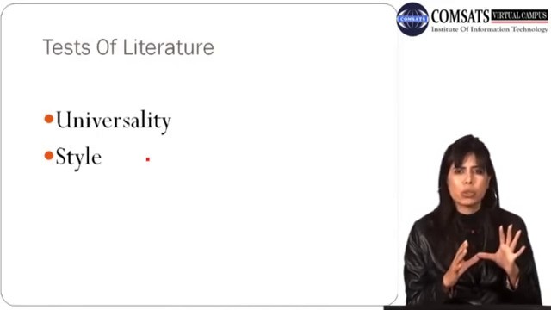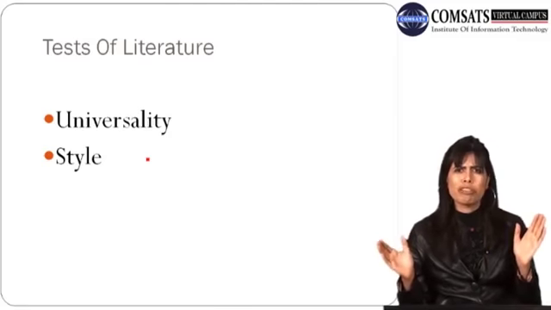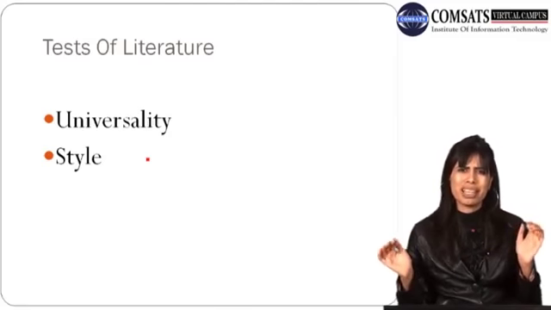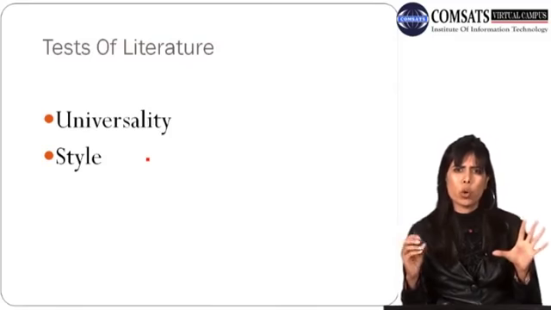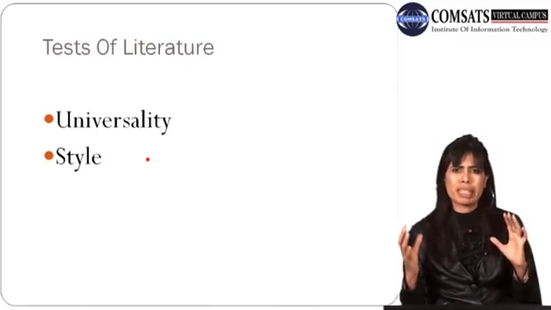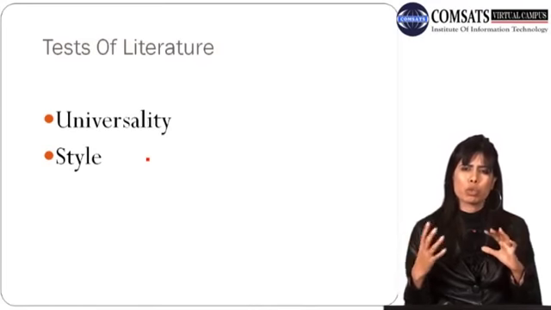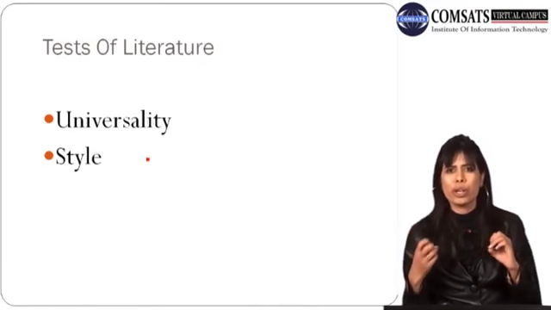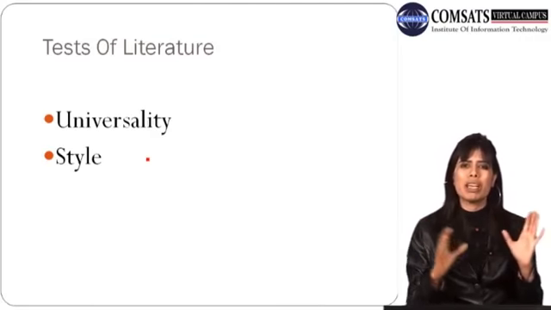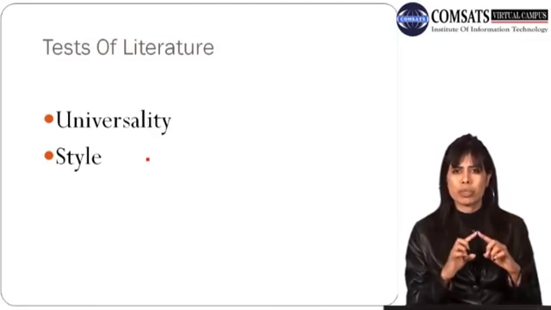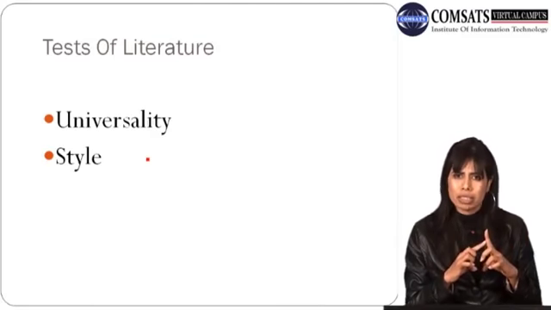For example, when you talk about Wordsworth's style, you could see his style is quite romantic, and the themes which he has adopted in his poems are relevant to beauty, to nature, to human relations, to human nature most of the time. So basically you can test literature on the basis of universality and on style.